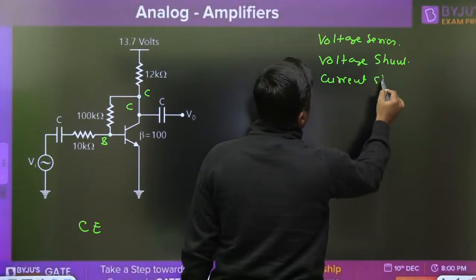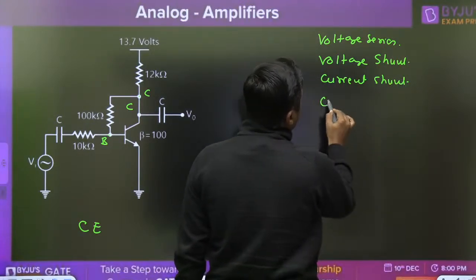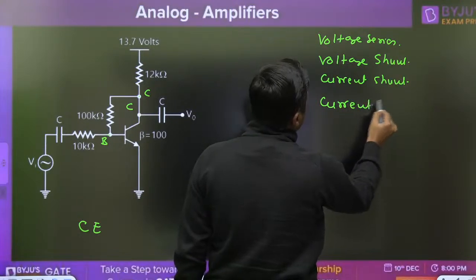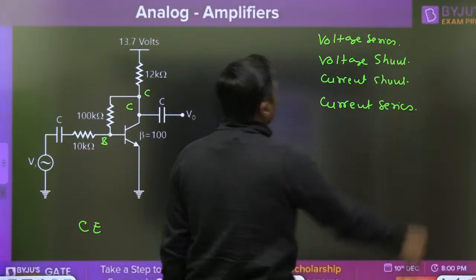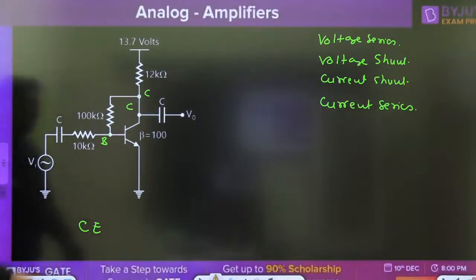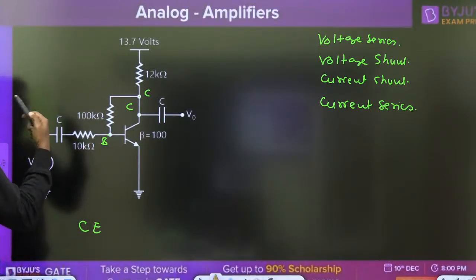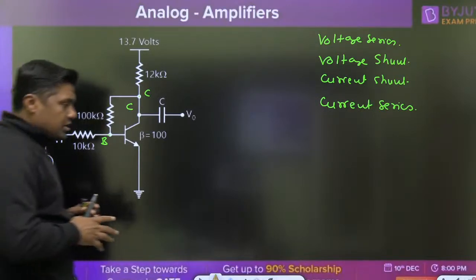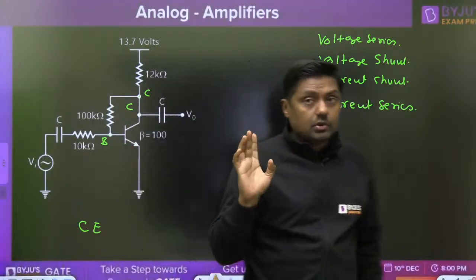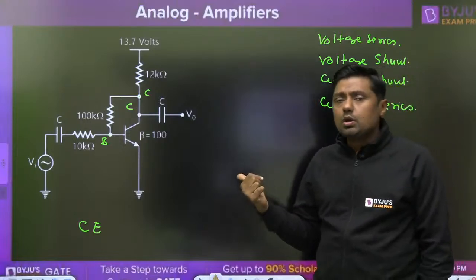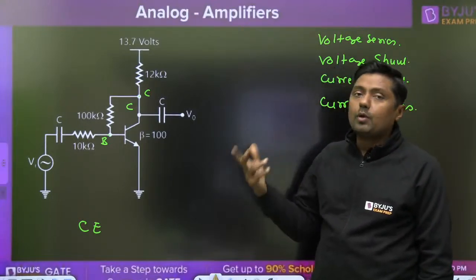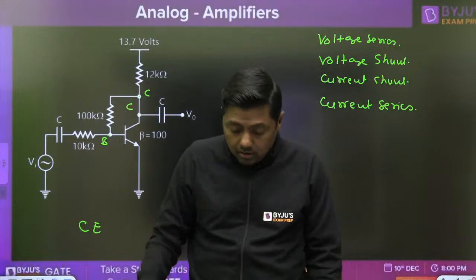Right? So which type of feedback in this diagram? Current shunt, current series. Four topology. Okay. Now, number of times question on this diagram. When we want to solve this question, we have to apply what? Miller's theorem. With the help of Miller's theorem, we can solve this question. Then we have to apply what? A small signal model and get the answer.